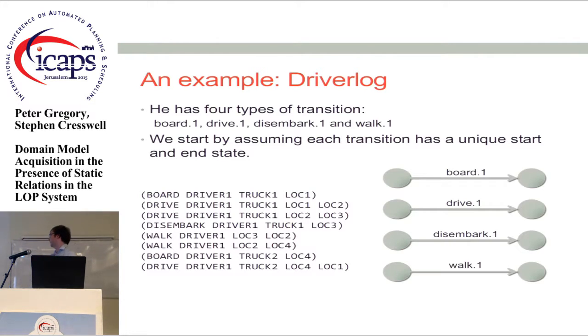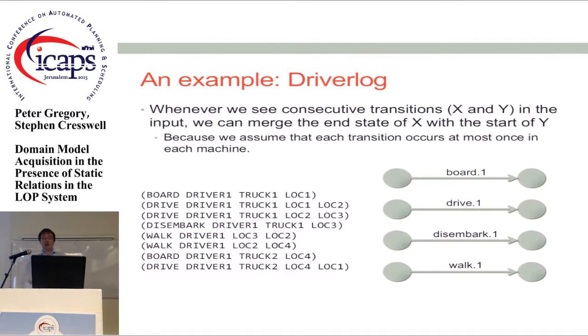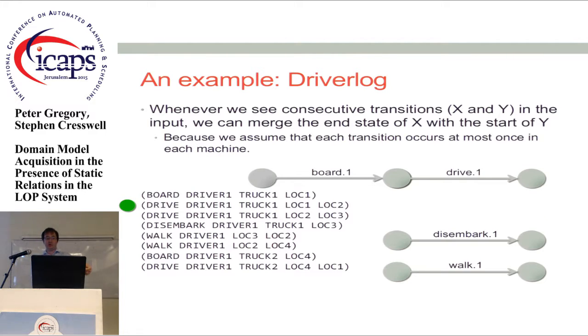Okay, so we start by saying, well, he's got these transitions and they might be independent, right? So he starts in some state before he boards something and he ends in another completely arbitrary state. But we know that if we see consecutive actions, then we can say the end state of the first action is the start state of the second action. Okay, so what we're going to do, we're going to go through this list and we're going to merge states incrementally. Okay, so we've seen a board and then we've seen a drive.